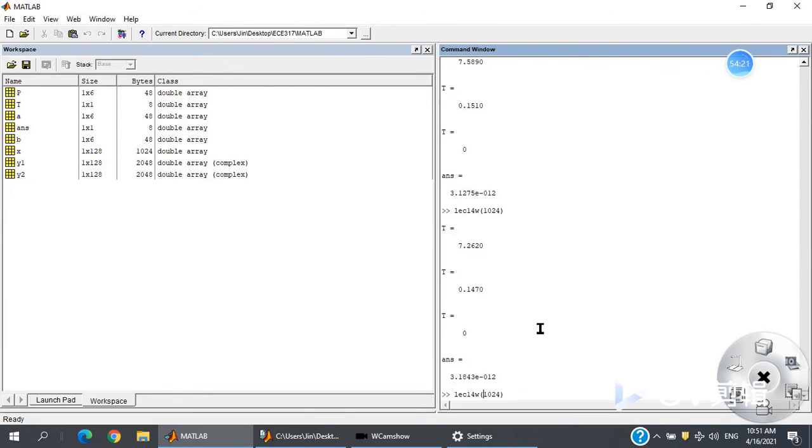Now it is 1024. This one I multiply by 32. What will happen? Oh, still too large. Sorry, I chose wrong. Okay. The second method takes 11 seconds, and the FFT in the computer takes 0.11 second. It's much faster than mine.